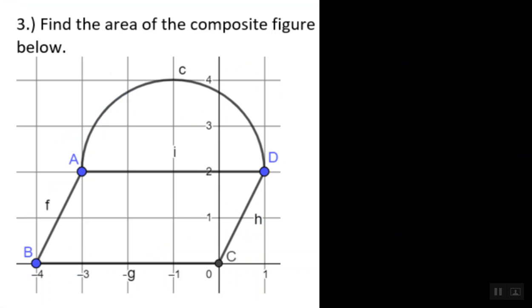Okay, problem number 3. Find the area of the composite figure below. Well, notice something. What we have here is a semicircle.